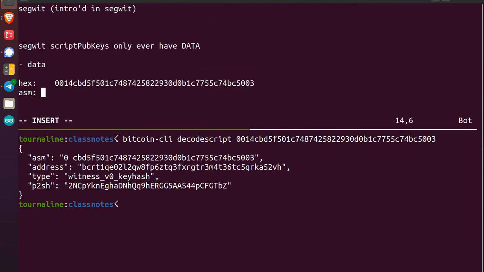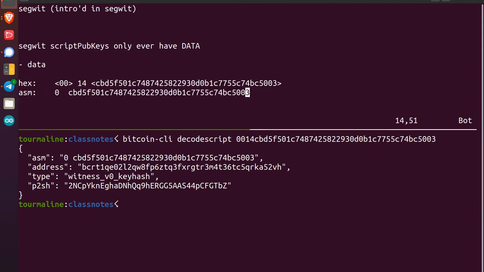Then you can translate it to something called ASM, short for assembly, the human-readable-ish way of doing it. The first part becomes a zero, and the next part has a length prefix and then some data. When you move it down, you see a zero and the data, and the length prefix gets deleted. So there are two pieces of data: a number zero and a 20 byte hash. That's the SegWit address.